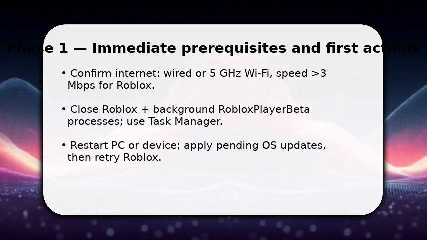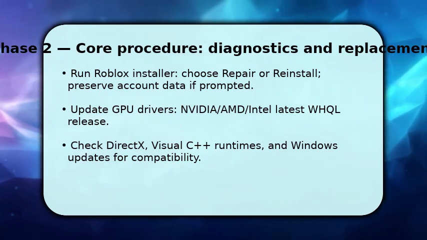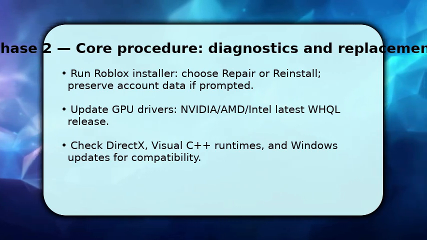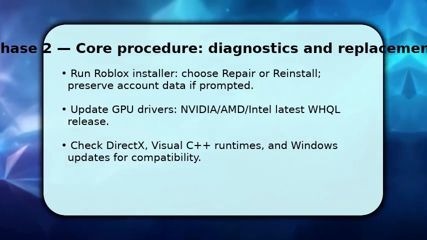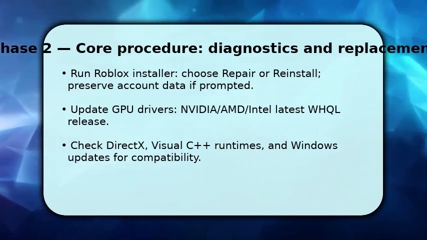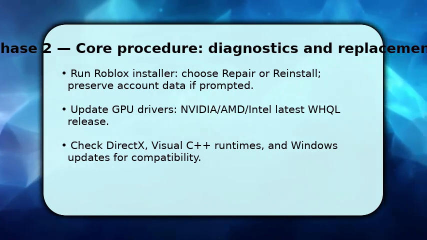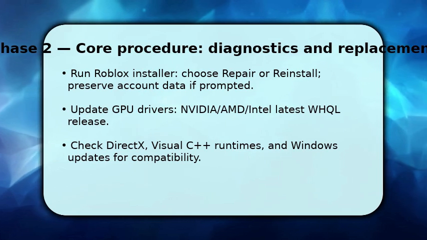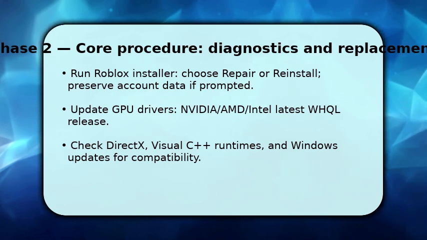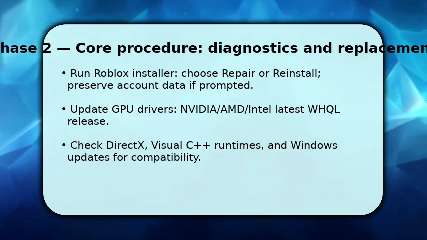You now focus on software integrity and compatibility. Run the Roblox installer and choose Repair or perform a clean reinstall to replace corrupted files. This retains your account but resets local assets. Next, update your GPU drivers, NVIDIA, AMD, or Intel, to the latest WHQL build because rendering issues often break client startup. Also verify DirectX and Visual C++ runtimes are current and install any pending Windows updates. Those system components are why Roblox may fail to launch or crash during gameplay.